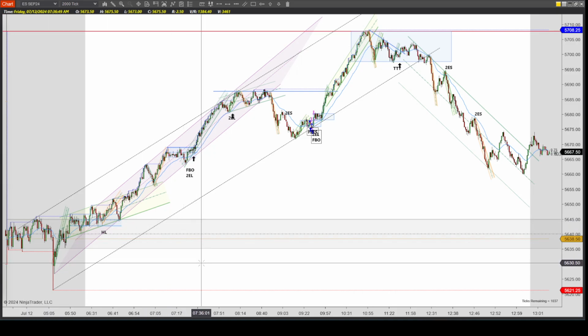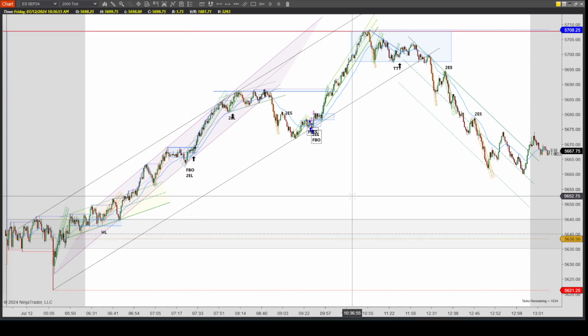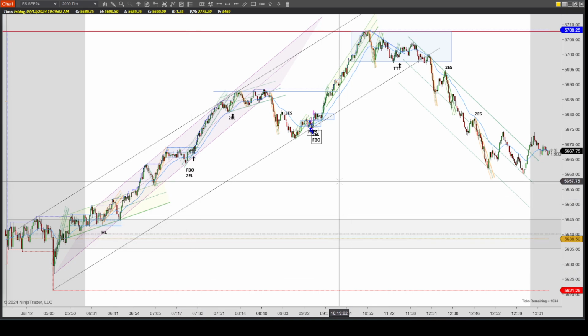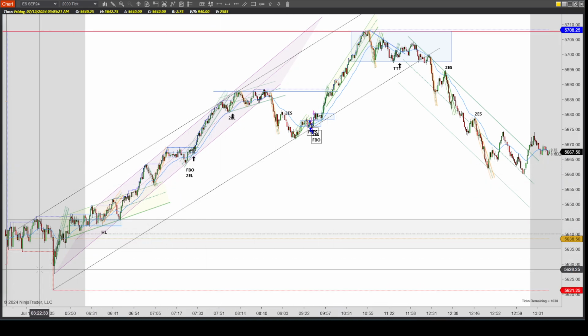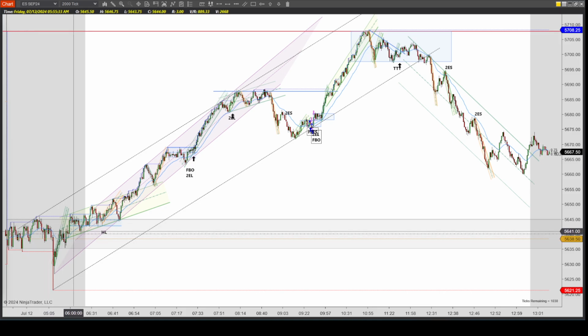July 12, 2024. This is the S&P 500 E-Futures Mini on the 2000 tick chart using NinjaTrader 8. This is what the chart looked like today. There was this consolidation in the pre-market.